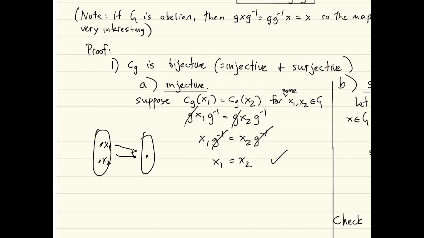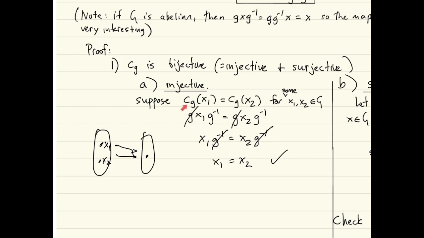Again, here's a picture of a function that's not injective. It sends two different elements in the input to the same thing. We want to show that that does not happen. The way to prove a function is injective in general is you suppose you have two elements in the input, x1 and x2, such that the output is the same. So suppose Cg of x1 is equal to Cg of x2 for some x1 and x2 in G. Then what we want to show is that x1 and x2 have to be the same. They weren't different, even though in this picture they're implicitly drawn as different things.